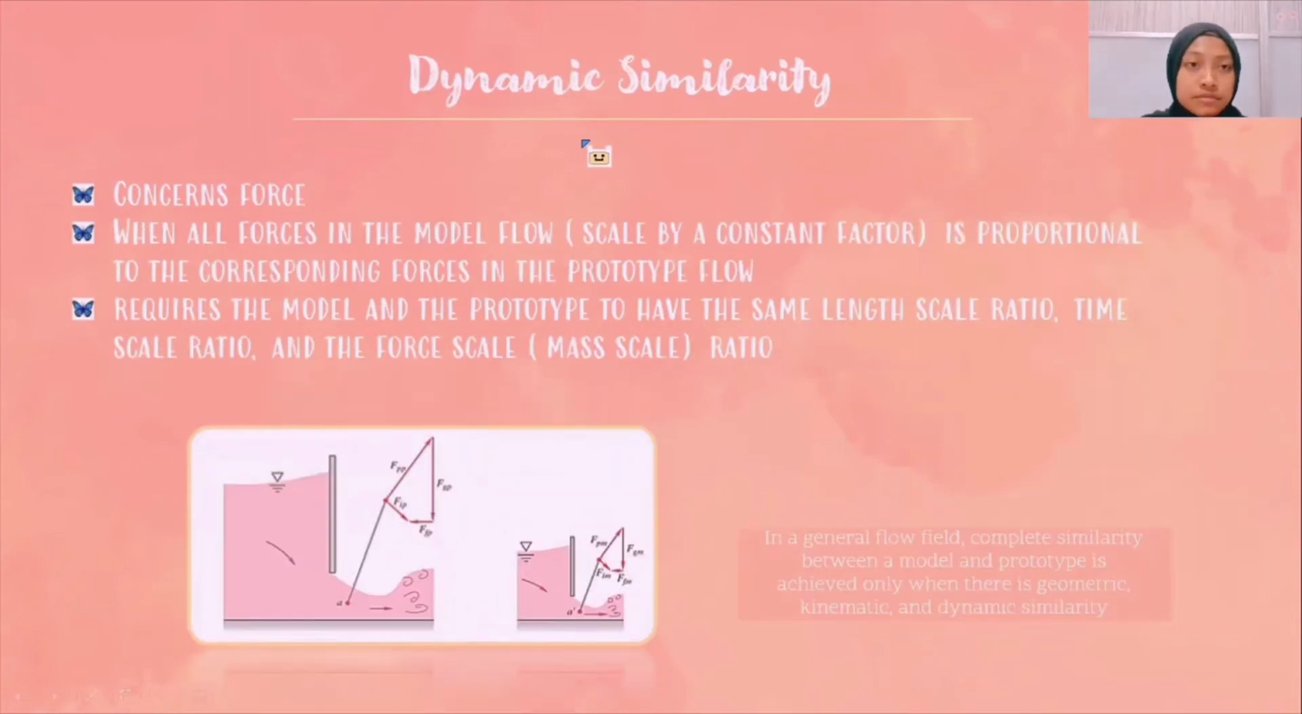Next is dynamic similarity, which concerns the force dimension. All forces in the model flow, scaled by a constant factor, are proportional to the corresponding forces in the prototype flow. It requires the model and prototype to have the same length scale ratio, time scale ratio, and force scale ratio. In a general flow field, complete similarity between model and prototype is achieved only when there is geometric, kinematic, and dynamic similarity.